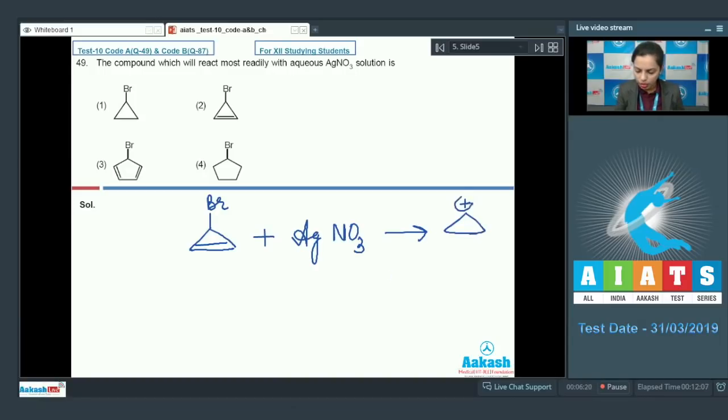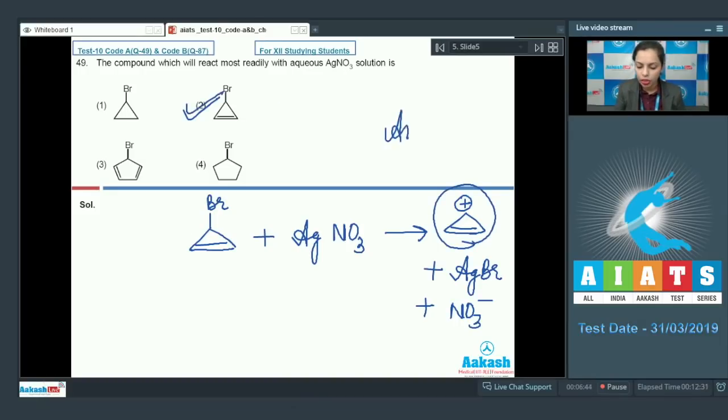And this carbocation is aromatic carbocation. This is showing the resonance, aromatic character it is showing, and that's why in this case most stable carbocation is formed. And that's why the species given here in option 2 is that species which will react most readily with aqueous AgNO3. So option 2 is the correct answer.